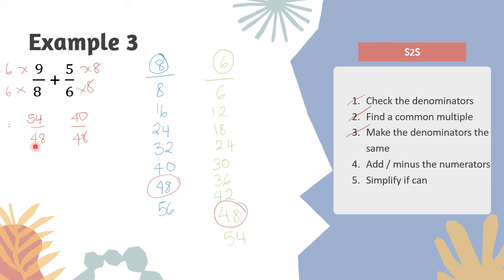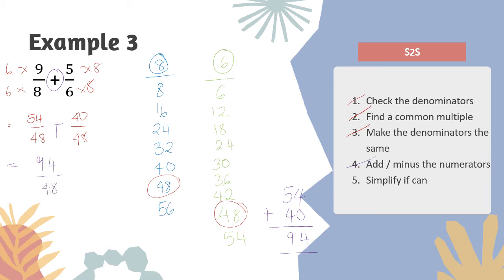We have to make the denominators the same. Step 4, add or minus the numerators. The question is asking you to plus. So you need to add. So what is 54 plus 40? You can do a side calculation. 54 plus 40. 4 plus 0 is 4. 5 plus 4 is 9. So we have 94 out of 48. Now, that is step 4.